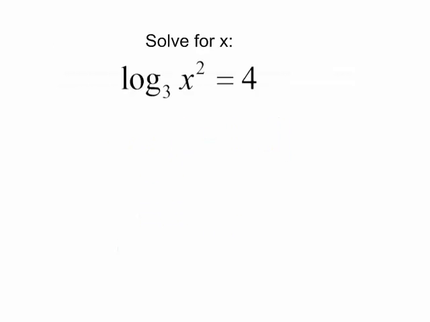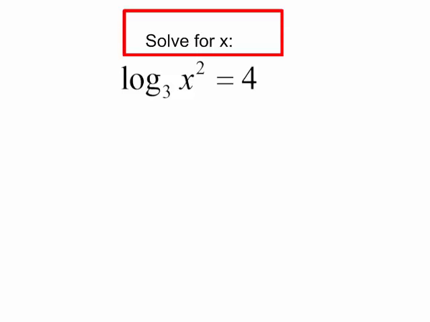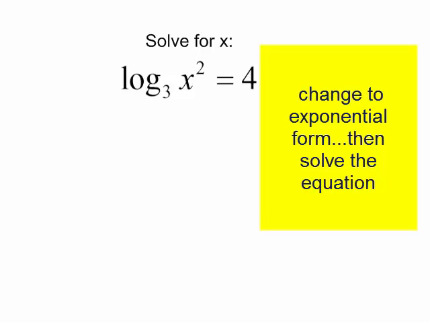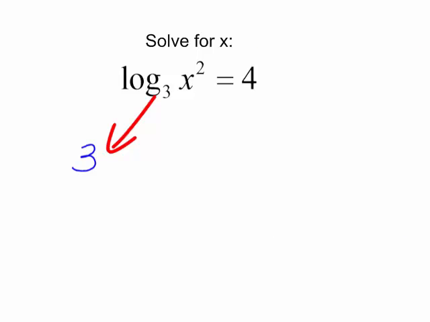Okay, one more problem, and it is an equation. The directions are to solve for x. This is in logarithmic form. I am going to first change this to exponential form and then get to work. Log base 3 of x squared equals 4. 3 is my base. The logarithm is equal to 4. That is my exponent. And that will equal x squared.